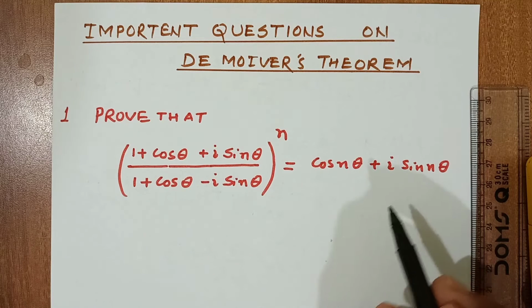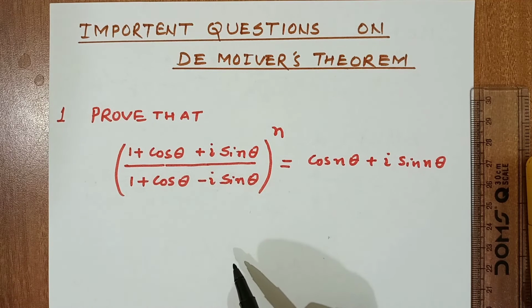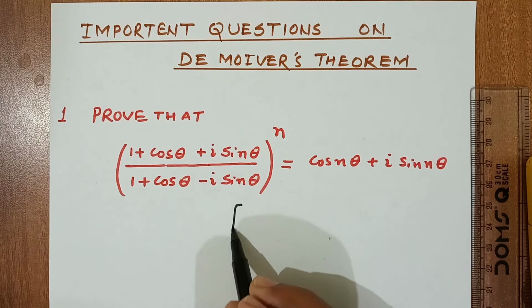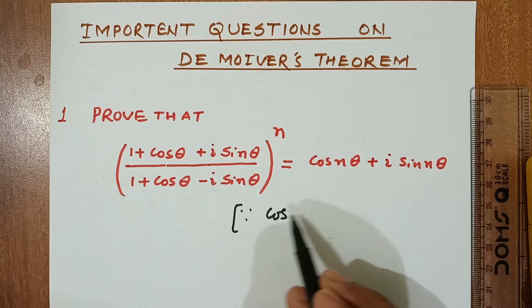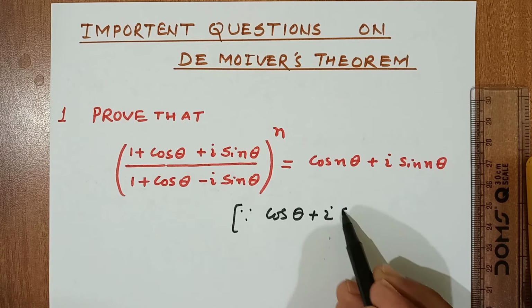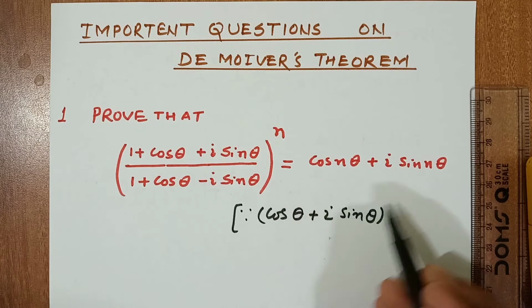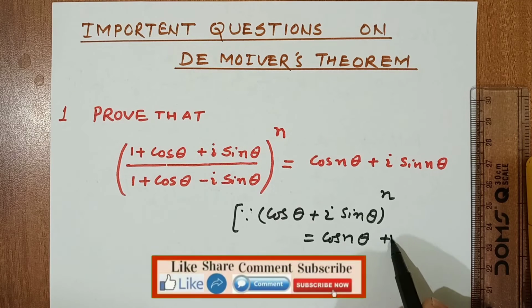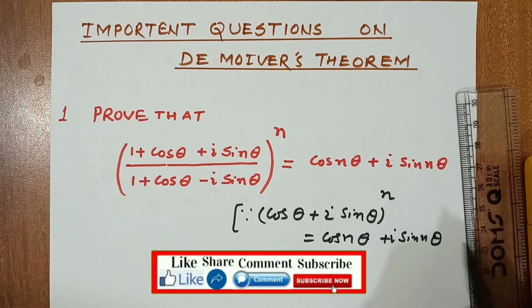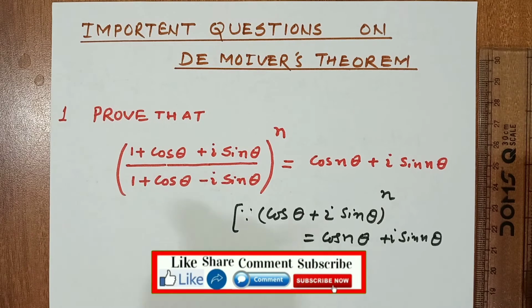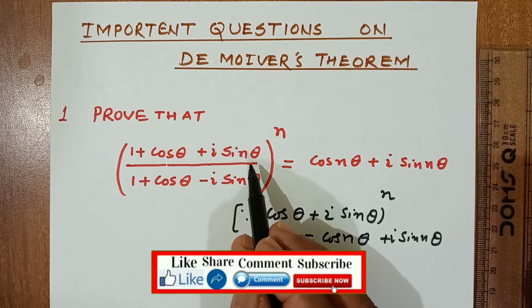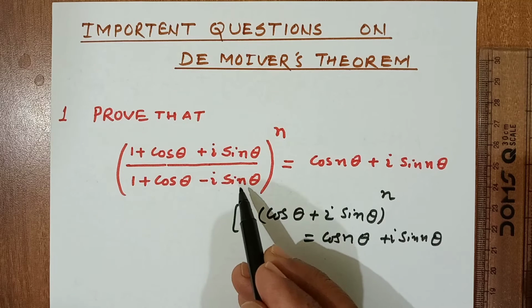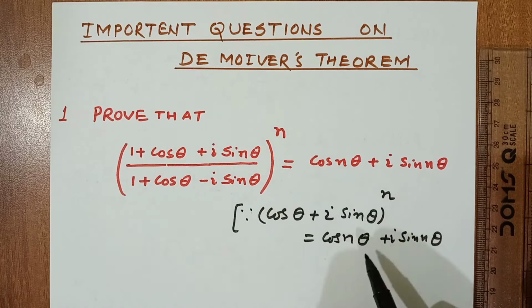As we know, De Moivre's theorem is that (cos theta plus i sin theta) to the power n is equal to cos n theta plus i sin n theta. But here we need to show that (1 plus cos theta plus i sin theta) upon (1 plus cos theta minus i sin theta), whole to the power n, is equal to this thing. So how do we prove it? The proof is very easy.